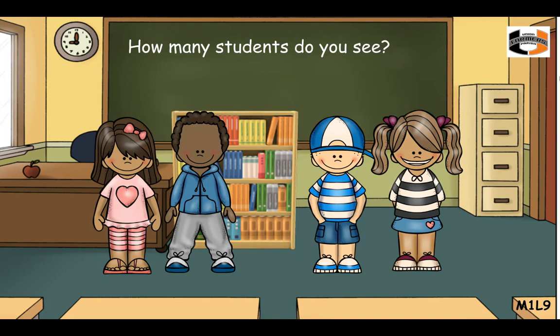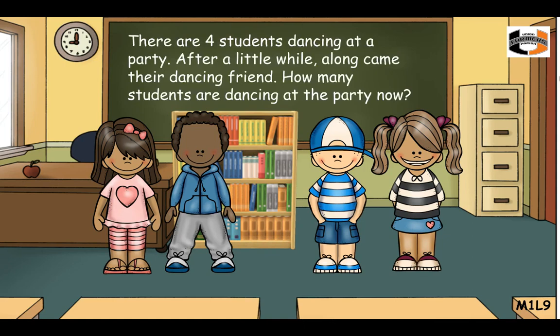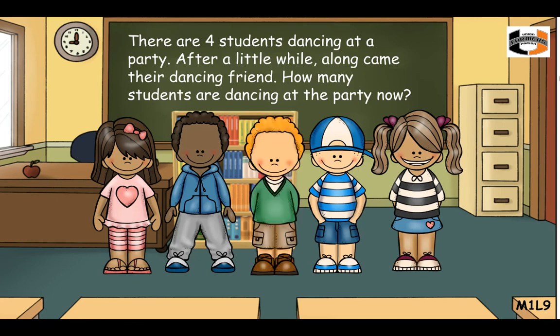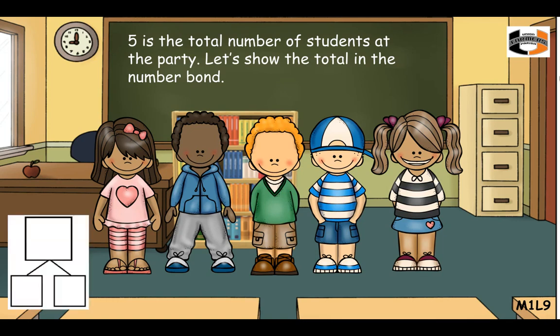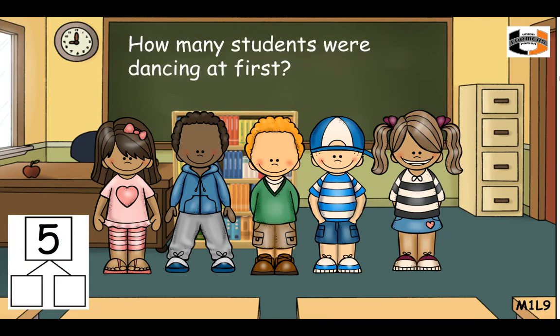How many students do you see? That's right, there are 4 students dancing at a party. After a little while, along came their dancing friend. How many students are dancing at the party now? That's right. 5 is the total number of students at the party. Let's show the total in a number bond. 5 is the total.